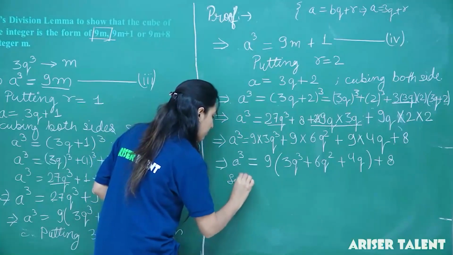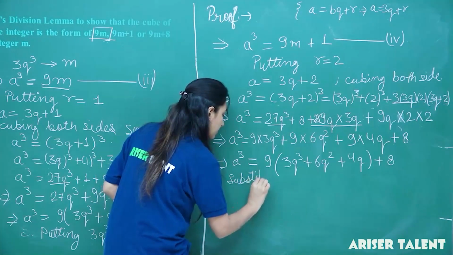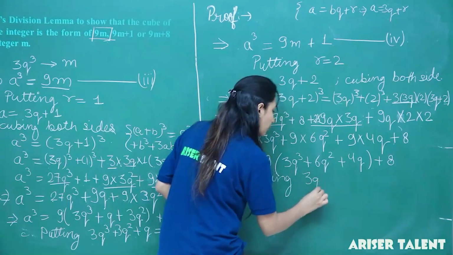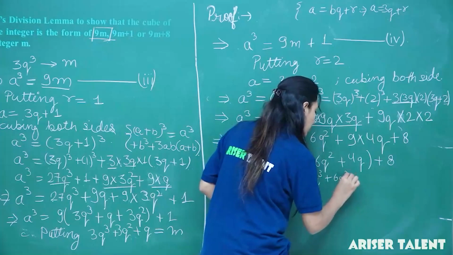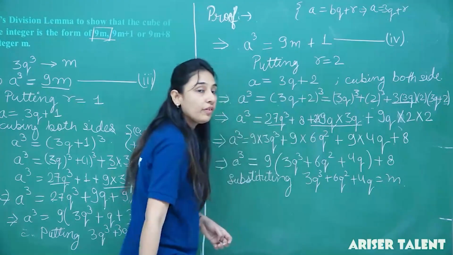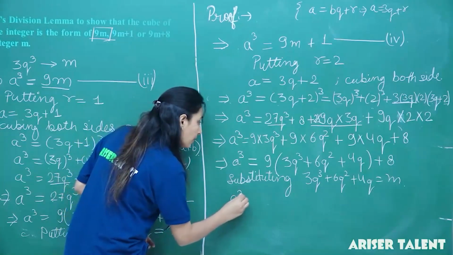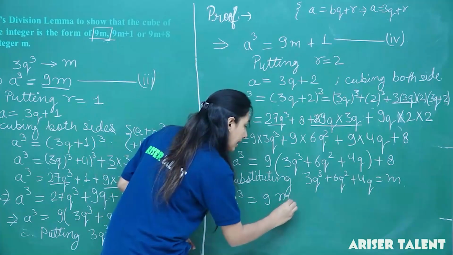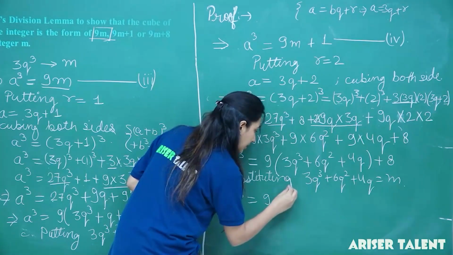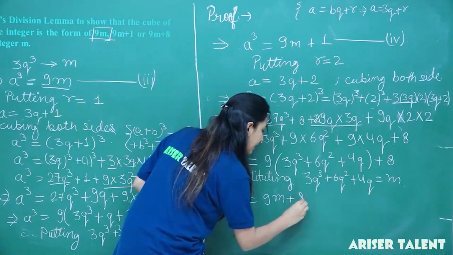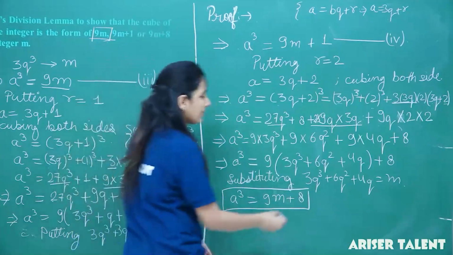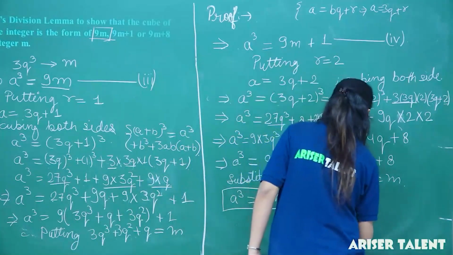Now, substituting 3q cube plus 6q square plus 4q equals m, what we will get? a cube equals 9m plus 8. So, this is our equation 5th.